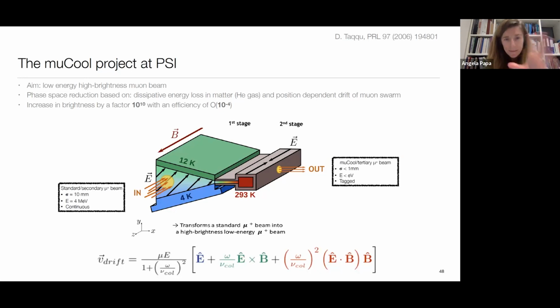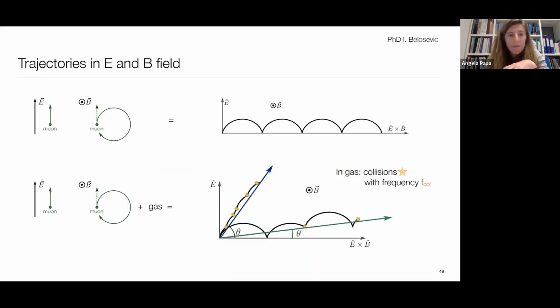So then the idea by itself is also very simple, because if we think about how a charged particle behaves in the presence of electric and magnetic fields, we can repeat the exercise when we also have some gas, and then we can immediately realize that the frequency of collisions is different depending on whether you are more along the E or the E plus B direction.